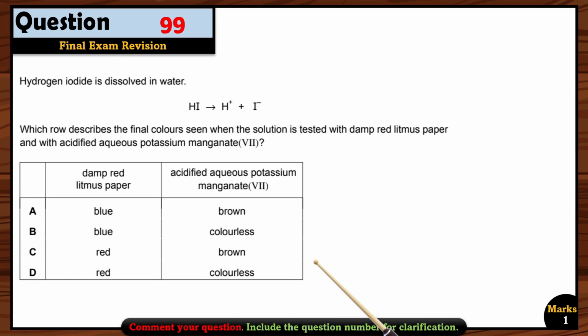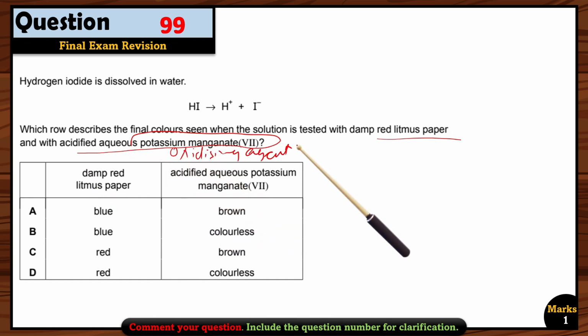Let's see question 99. Hydrogen iodide is dissolved in water. Which row describes the final color seen when the solution is tested with damp red litmus paper and with acidified aqueous potassium manganate? Again, this one we already know that it is an oxidizing agent. Okay, so if the potassium manganate is added into HI, hydrogen iodide will react with potassium manganate, and the color will change. This is a redox reaction. The oxidizing agent, potassium manganate, has a purple color. So if it gets reduced, because it's an oxidizing agent, it will change to colorless. So colorless is the right answer.